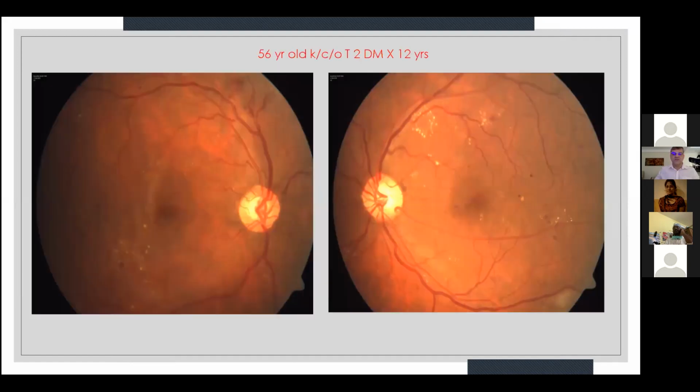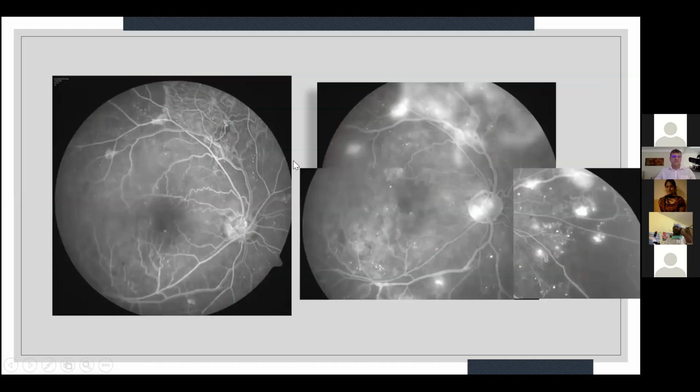This is a case of a 56-year-old male patient who presented to us with a history of type 2 diabetes since 12 years. On examination, we could see a few hard exudates, microaneurysms, dot blot hemorrhages, and a small neovascular frond in the supratemporal quadrant. As we did a fundus fluorescein angiography, we saw the full extent of the neovascular frond in the supratemporal quadrant, a large number of CNP areas, and multiple neovascular leaks in this patient.